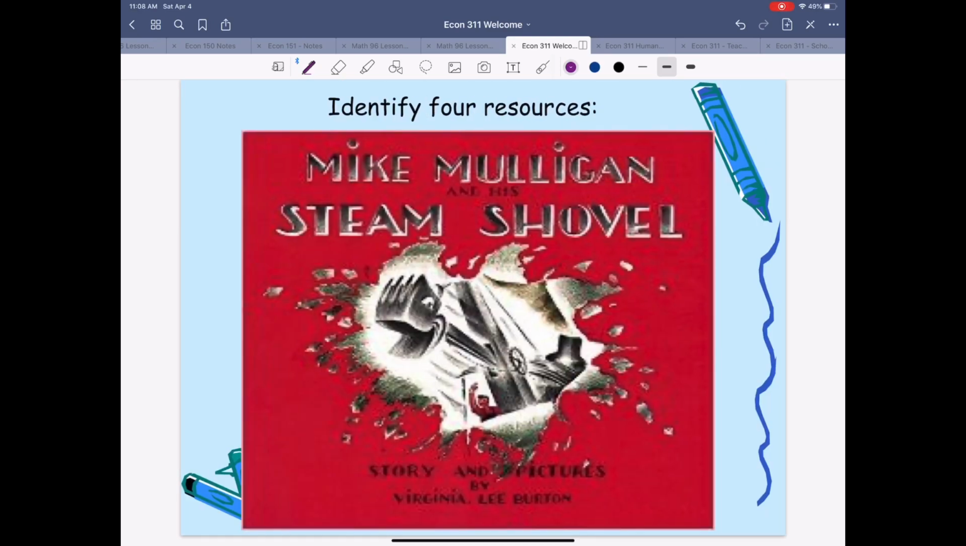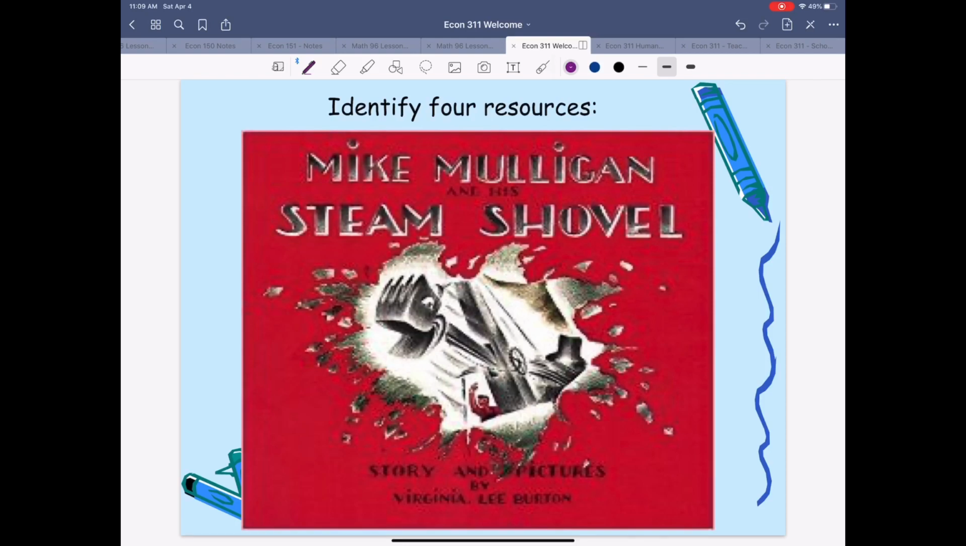Another story that is a great story on its own, and then again for identifying resources within the story, is Mike Mulligan and his steam shovel. And this is a longer story, a little more involved, but I would encourage you to listen to it and see what you think. And then the second time through, see if you can't just start to categorize resources.